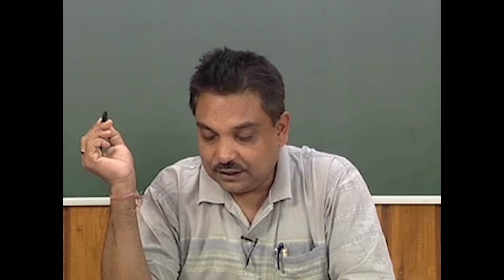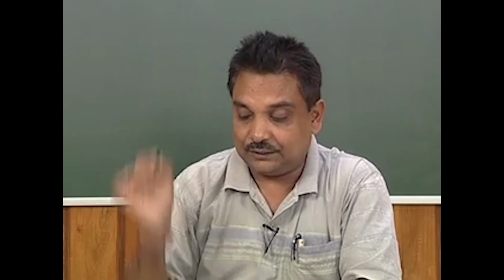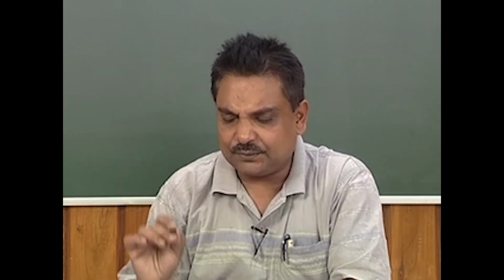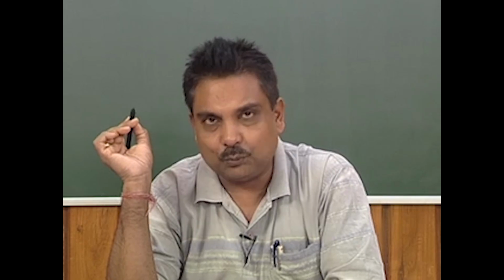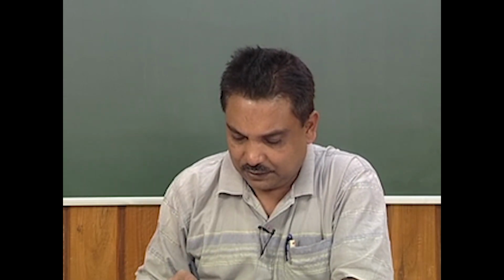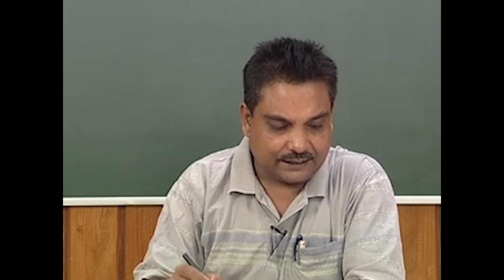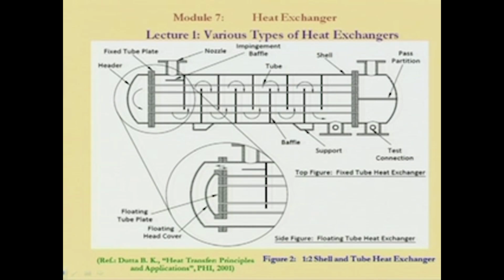If we look at this picture, we will see that it consists of several parts. So we will go one part at a time and see what is what. The first part is the shell. In a shell and tube heat exchanger, if you first see a tube bundle, these are all tubes. The tubes are placed in a shell.